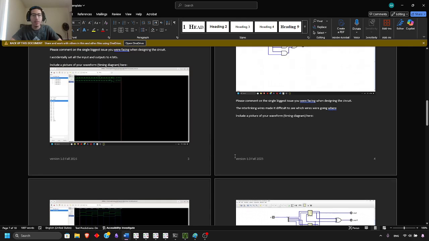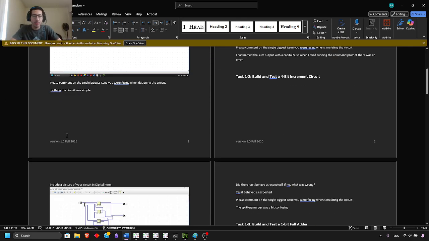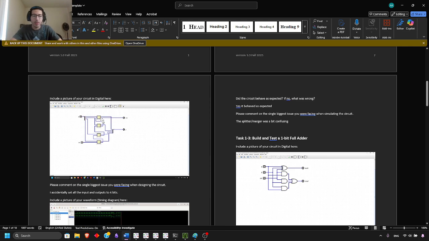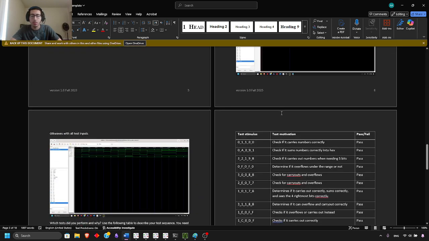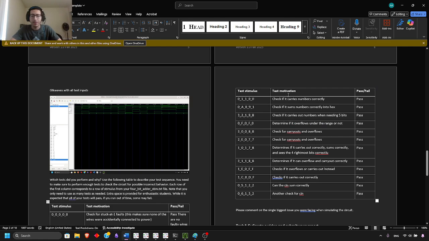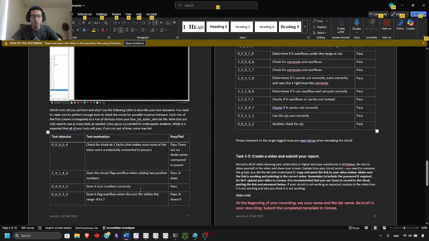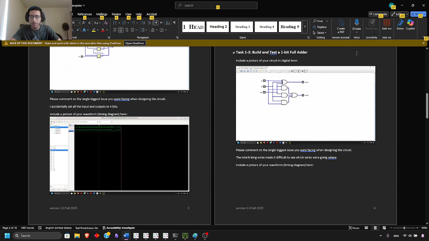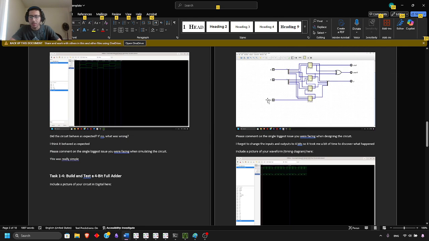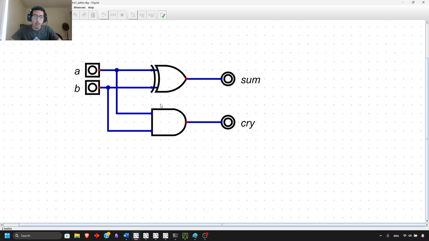So in this lab, we made four circuits. We started with the half-bit adder, then we built an incrementer using the half-bit adder. Then we built the full-bit adder using a full adder. I'll wait, I'm finding the circuit here. Yeah, so this is the full adder, and this is the full-bit adder. And here's the half-bit adder.